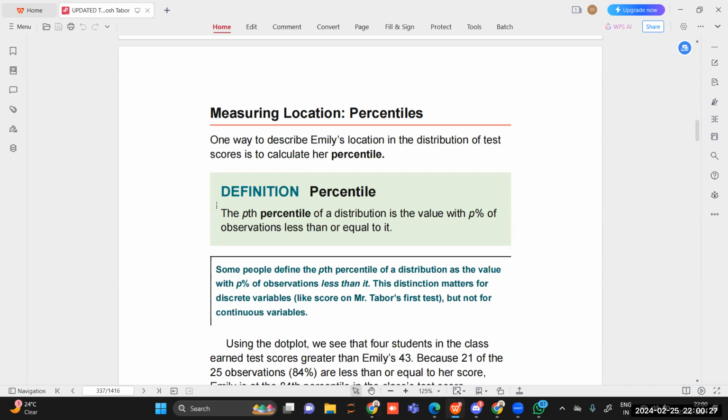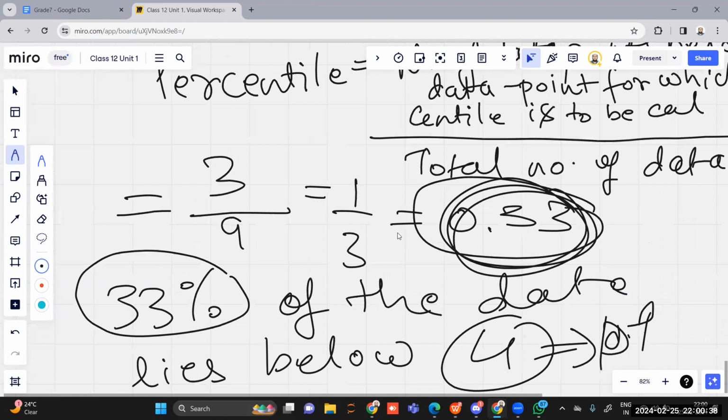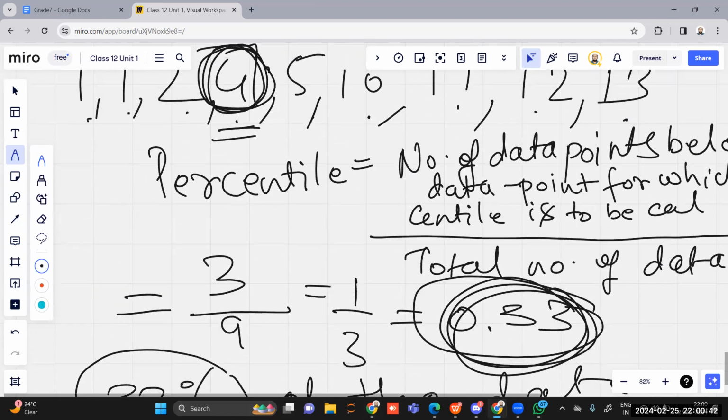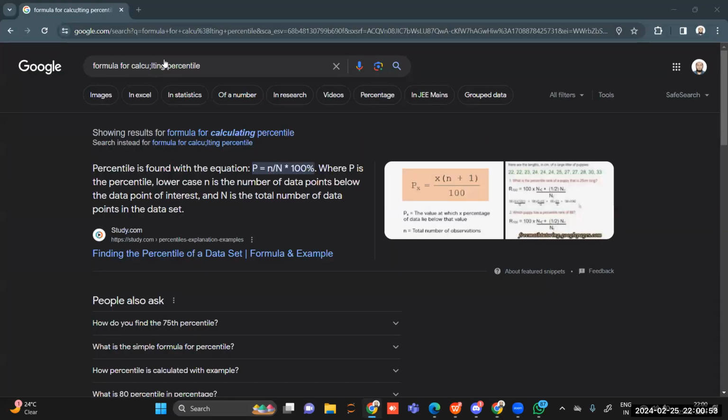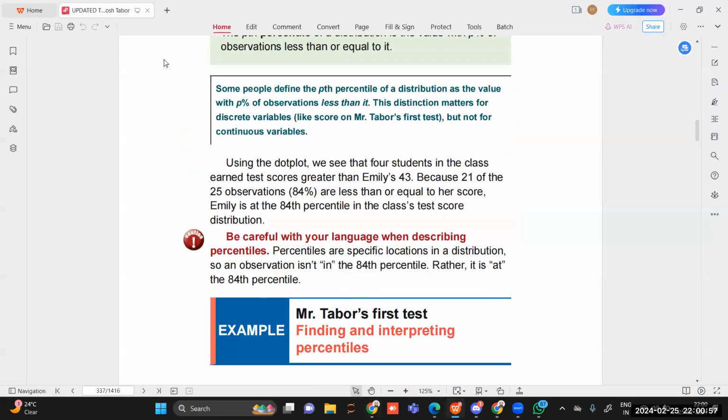See here, the p-th percentile of a distribution is the value below which p% of the observations are less than or equal to it. We can also include what we have calculated here. We have not included 4 in it. We have just taken the 3 numbers, that is, how many data points are below 4. Am I audible? Yes, you are.